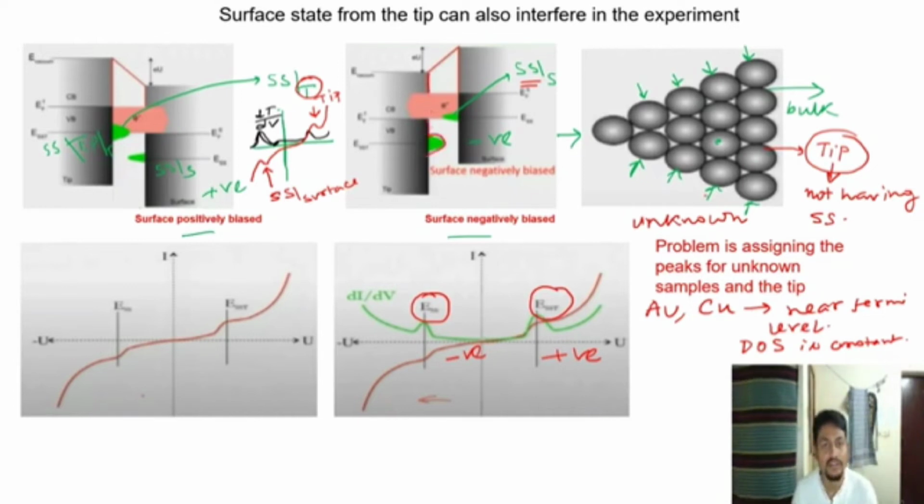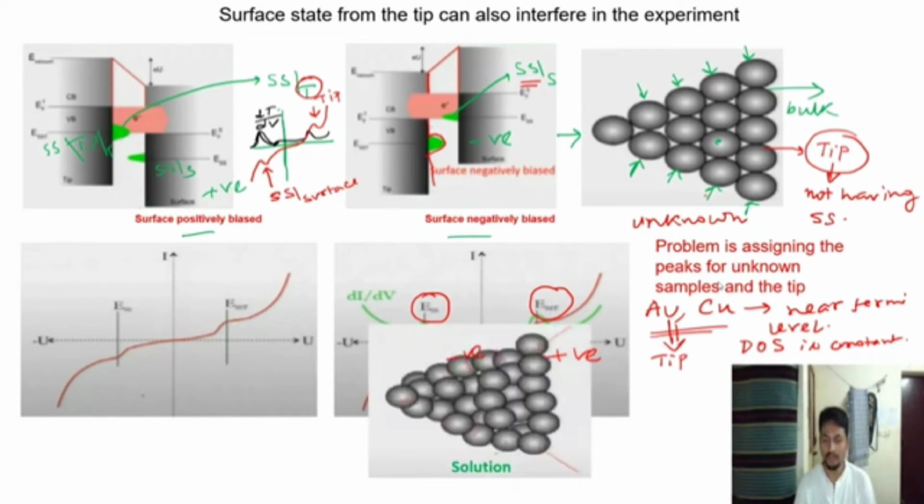Now, the density of state is changing, right? So the density of state is constant for Au and Cu. So if we use this as the tip material, and if we scan in the very nearby region of the Fermi level, there is no problem. But normally people use a kind of polycrystalline tip. Okay, so this is a polycrystalline tip, the crystal structure of the polycrystalline tip. I'll discuss what the polycrystalline tip is and why it is used.